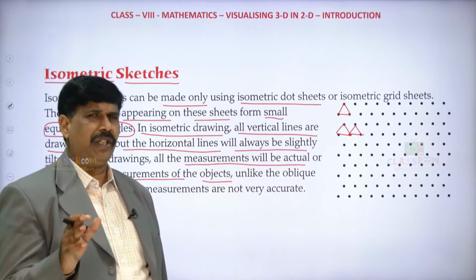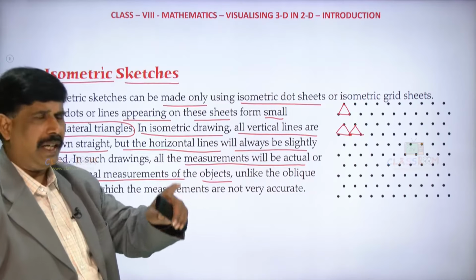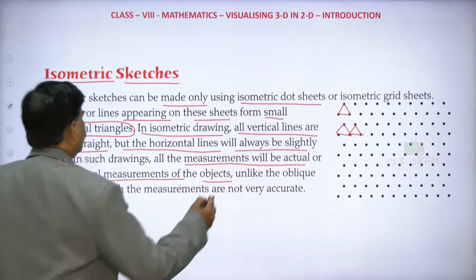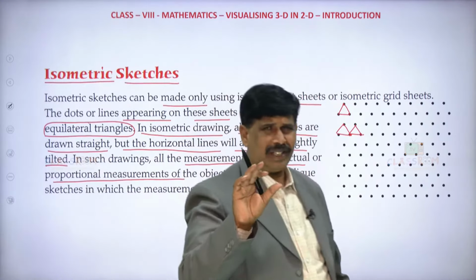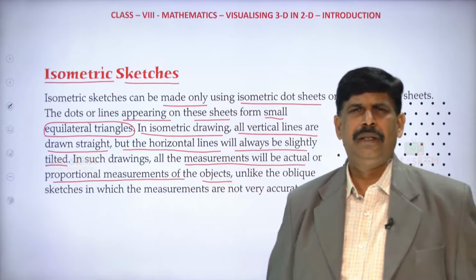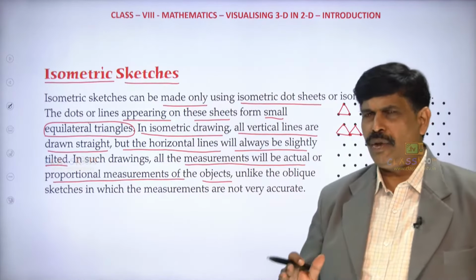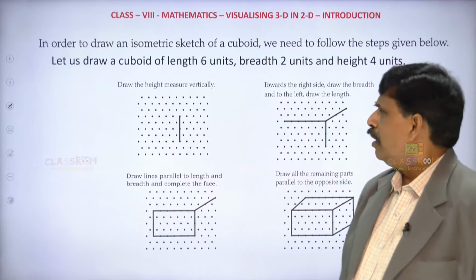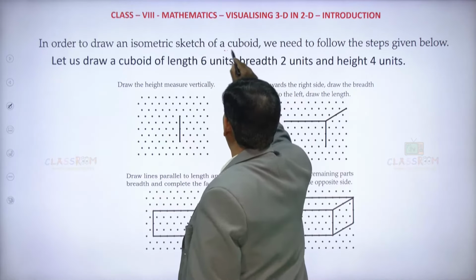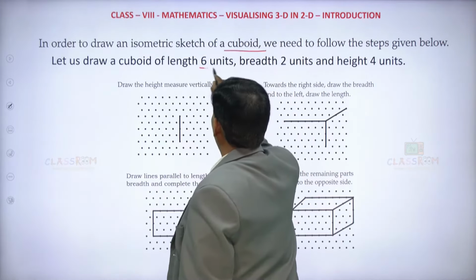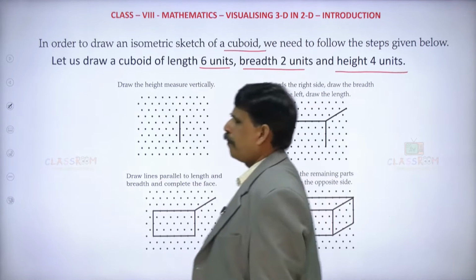In isometric dot sheets, the dots are like small equilateral triangles. And remember here, the vertical lines are drawn straight, but the horizontal lines will always be slightly tilted. Okay, let us draw one figure by using isometric dot sheet here. Suppose we are drawing a cuboid here. So how to draw a cuboid? Whose length is 6 units, breadth is 2 units, and height is 4 units.